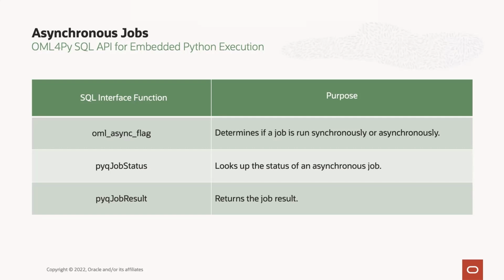The PyQ job status function looks up the status of an asynchronous job. If the job is completed, the function returns a URL pointing to the job's result. And finally, PyQ job result returns the job result itself.